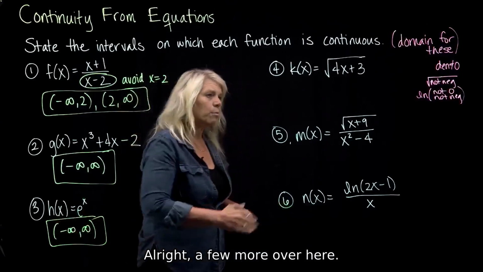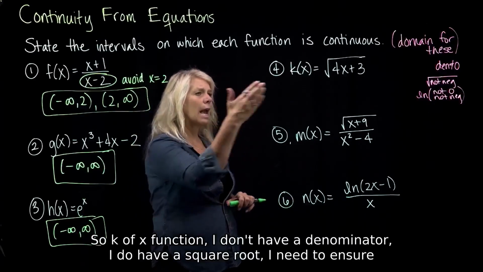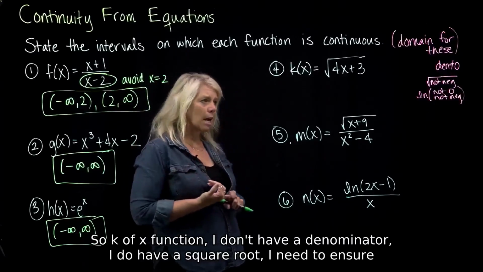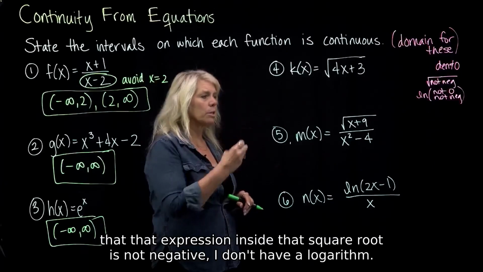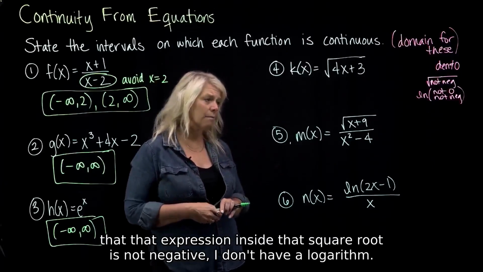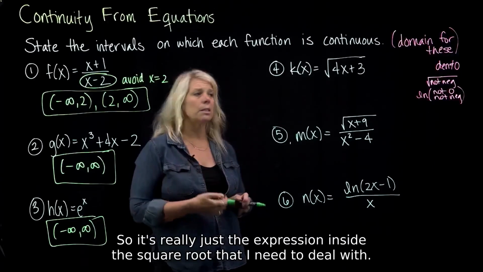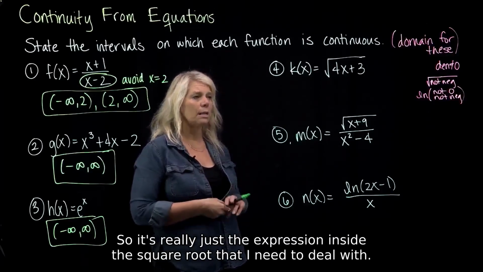All right, a few more over here. So k of x function, I don't have a denominator. I do have a square root. I need to ensure that that expression inside that square root is not negative. I don't have a logarithm. So it's really just the expression inside the square root that I need to deal with.